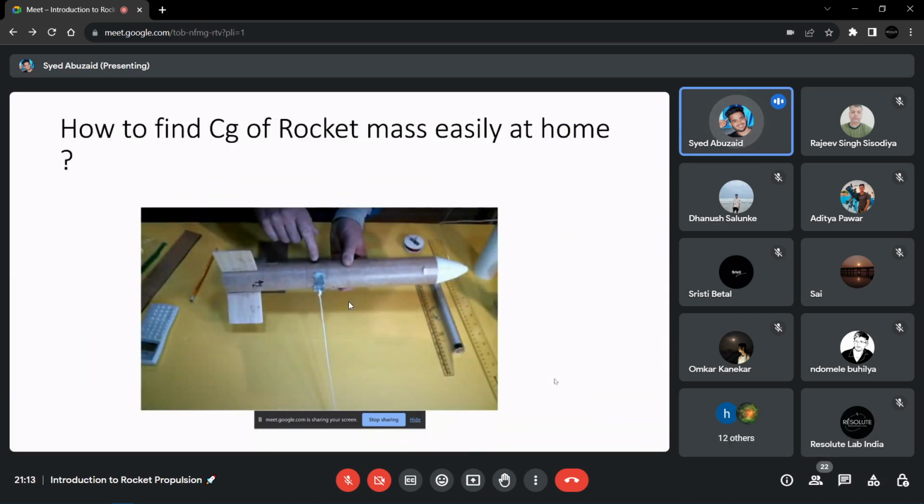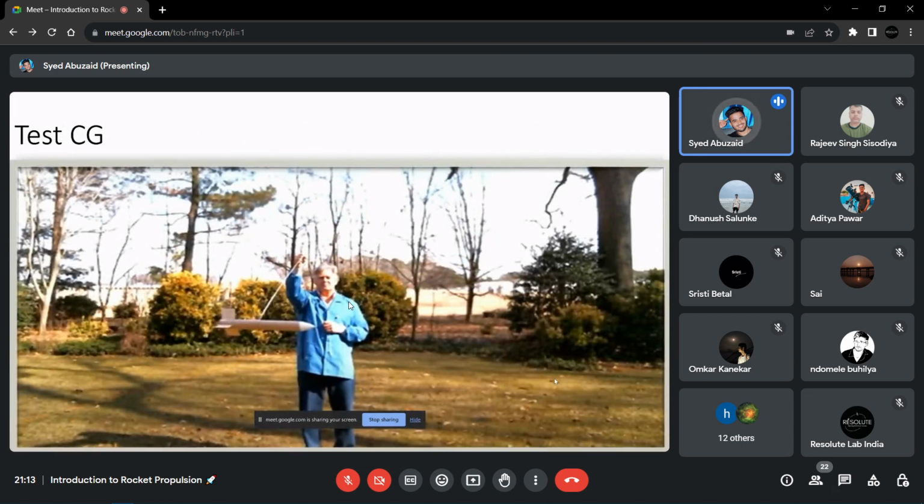So how can we easily find the center of gravity, the CG, of the rocket at home? Okay, we just need to bind a thread at the center of the rocket, and move it in a circular path. If the rocket travels in a straight path, that means we have bound the thread at the right position, and that position is the center of gravity of the rocket. So this is the easy way we can find the center of gravity.